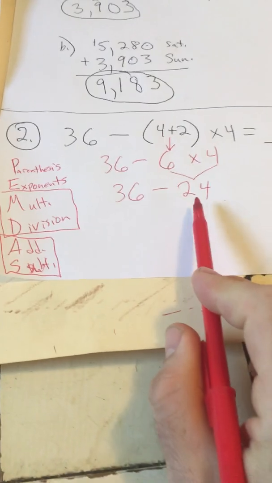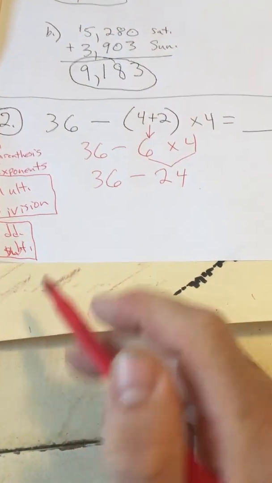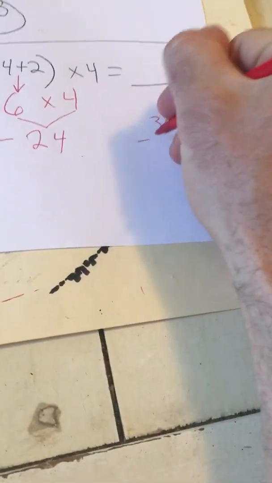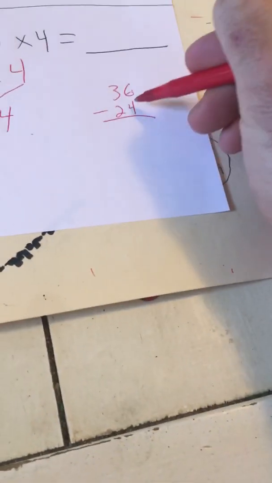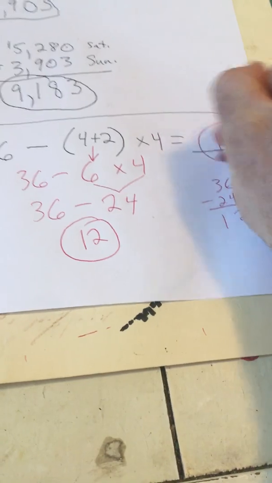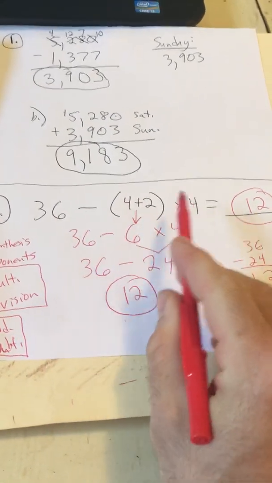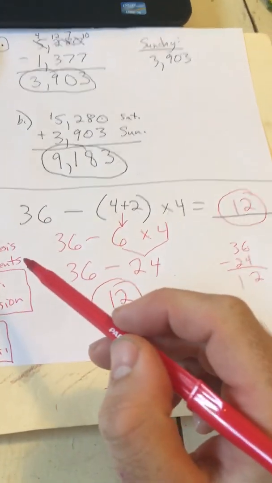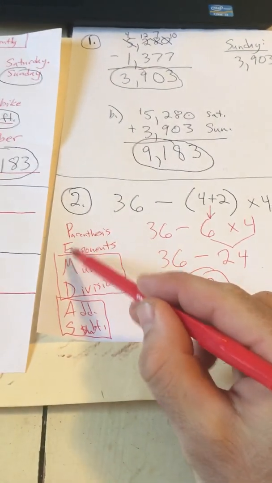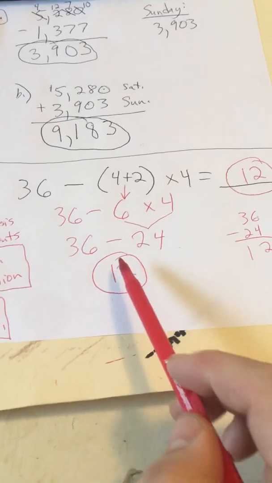Now we have 36 minus 24. Since there's only subtraction left, now we can subtract 36 minus 24. If you don't know your facts, you can just subtract. It is 12. So the answer to this problem is 12. If you got any other answer, then you did the operations in the wrong order. You have to do the order of operations in this correct order: parentheses, exponents, multiplication and division, then addition and subtraction last. And if you did them in a different order, you would have gotten the wrong answer.